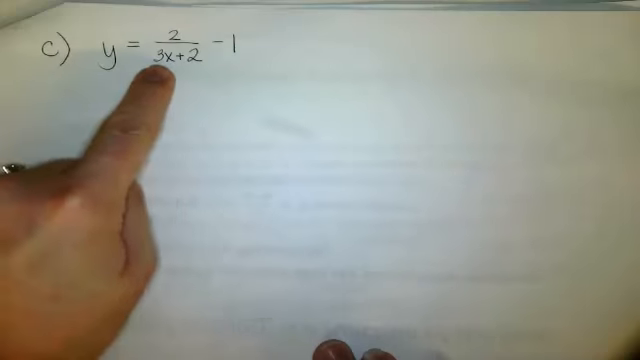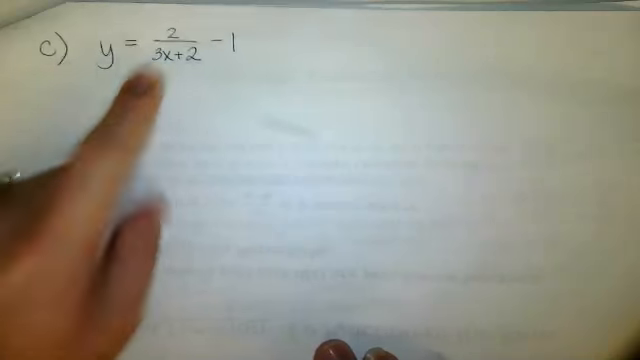Last one. Why is this one different? There's a number in front of the x here. That's the only difference. Everything else is the same. So we have y equals 2 over 3x plus 2, minus 1.